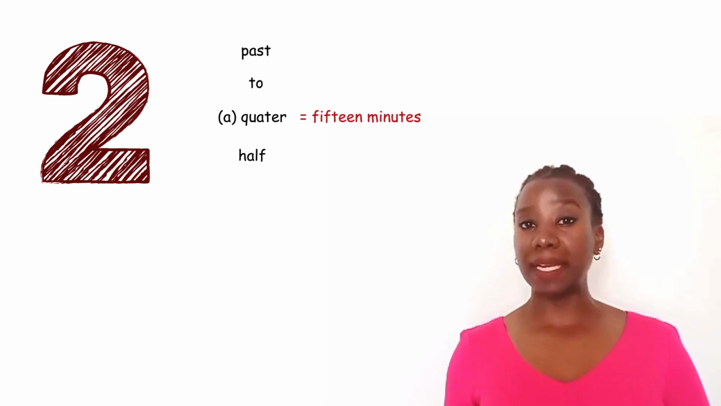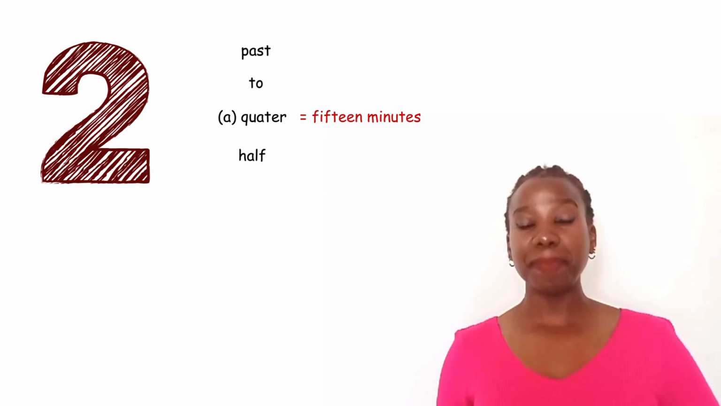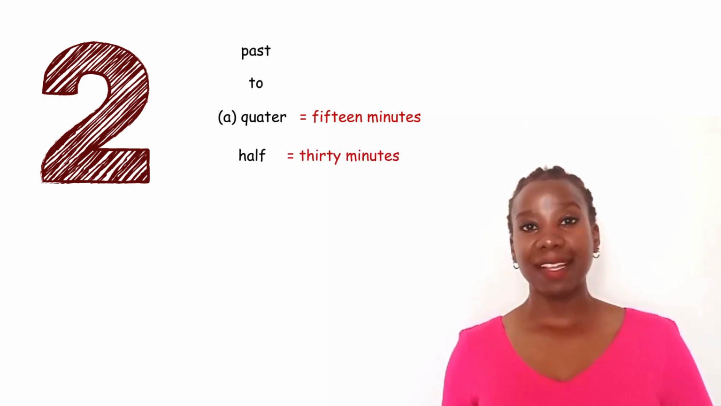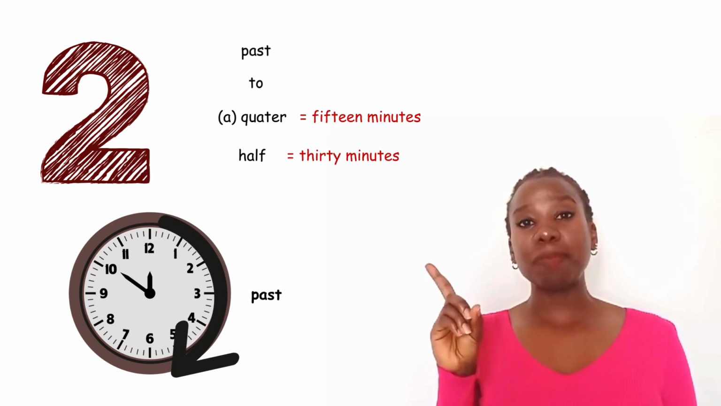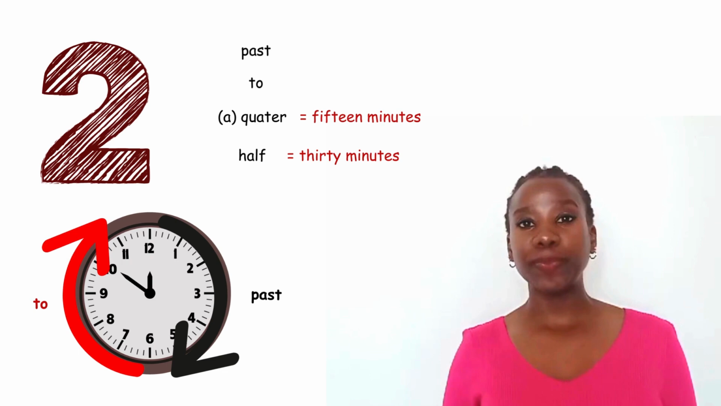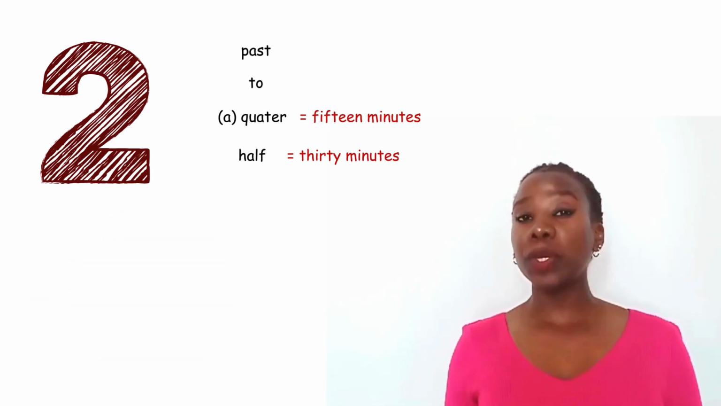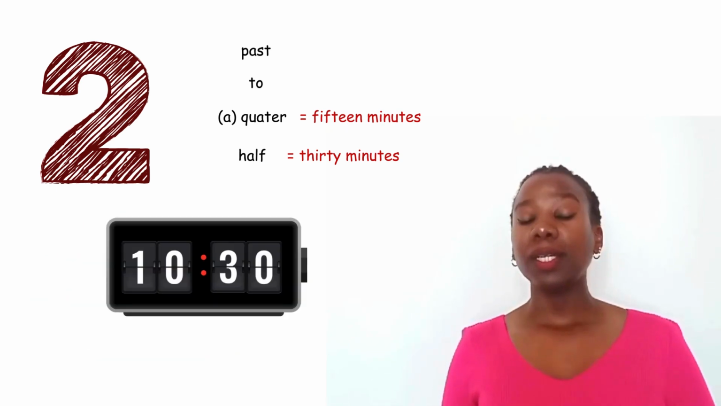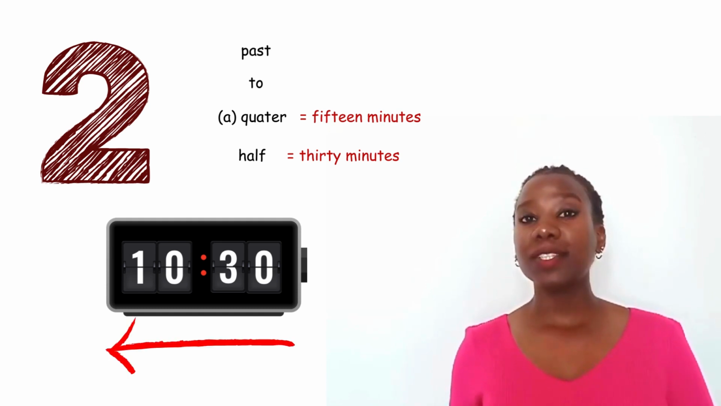Now let's look at the other way of telling time. When telling time this way, we use these words: past, to, quarter, and half. Now, quarter means 15 minutes and half means 30 minutes. This part is past and this part of the clock is to. If using a digital clock, we read from right to left.